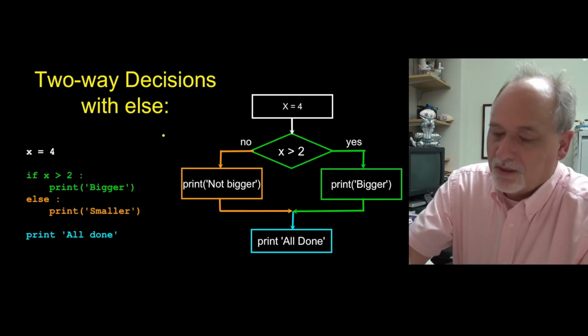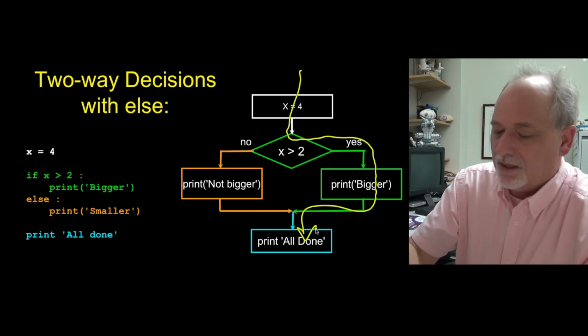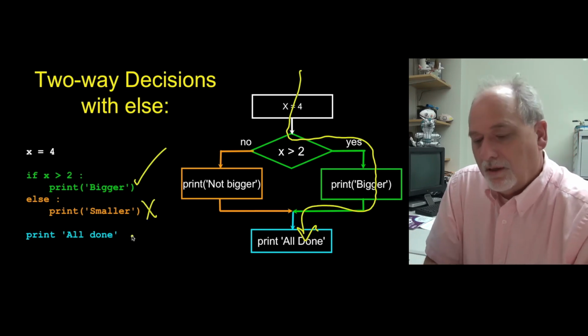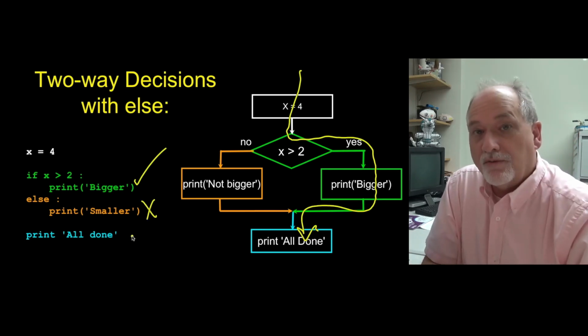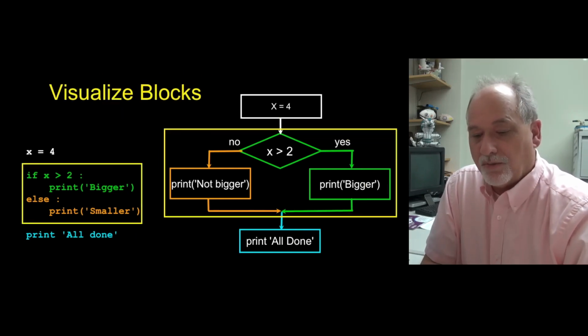And so here we go, just if x is greater than 2, in this case it's yes, we're going to print bigger, and then we're going to be all done. And so we do one, and this one did run and this one did not run. So basically with an if-then-else, one of the two branches is going to run, but there's no case in which both branches run.